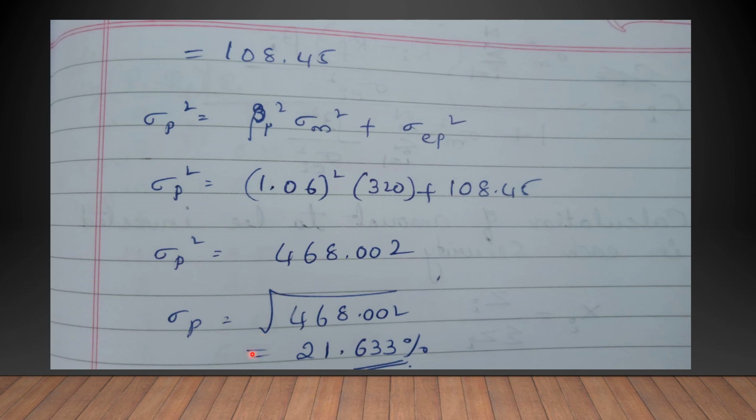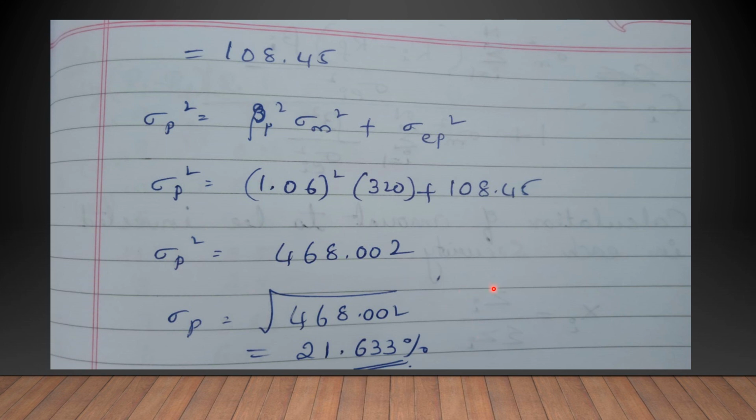So you have to find out the portfolio risk. For that you take the square root of 468.002, and you get 21.633%. This is the risk. So the square should be taken off. To find out the total risk, you have to put it under the square root. Then you get 21.633%.